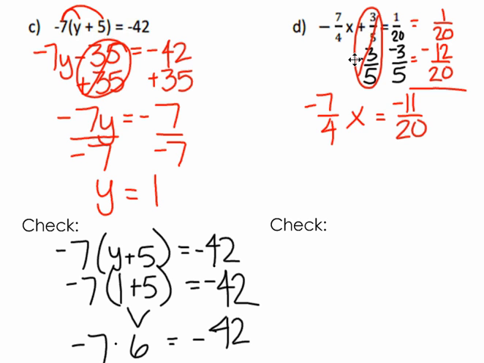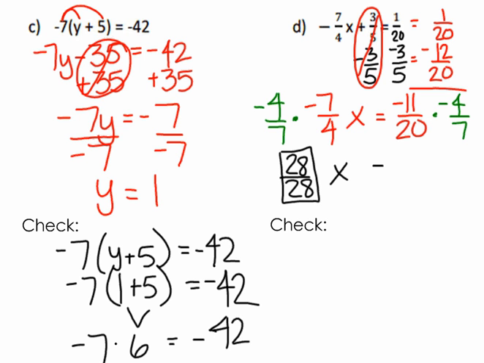Okay, next, in order to get rid of the coefficient, I can divide by negative 7/4. That would work. An easier way would be to multiply by the reciprocal. So I'm going to multiply by negative 4/7 on each side. And when I do that, negative 4 multiplied by negative 7 is 28. 7 times 4 is 28. So I get 28 over 28, or that's equal to 1. So 1x.